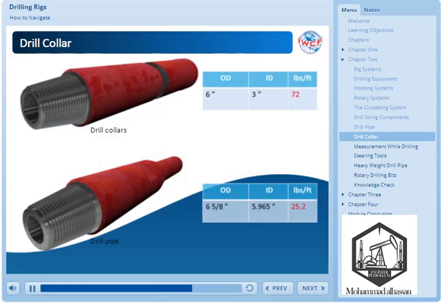As you can see, drill collars are much heavier than drill pipe. The length of the BHA is calculated to ensure the rest of the string is in tension.